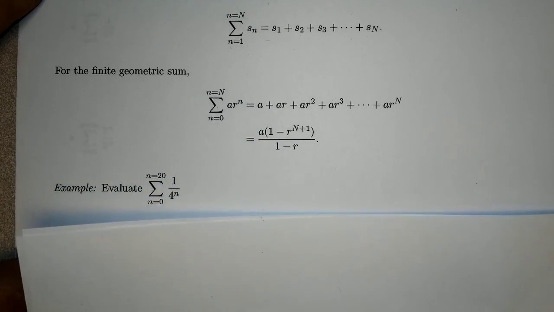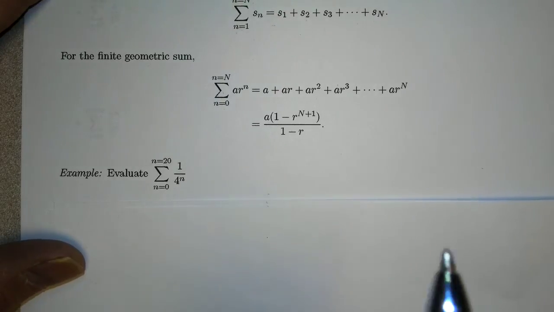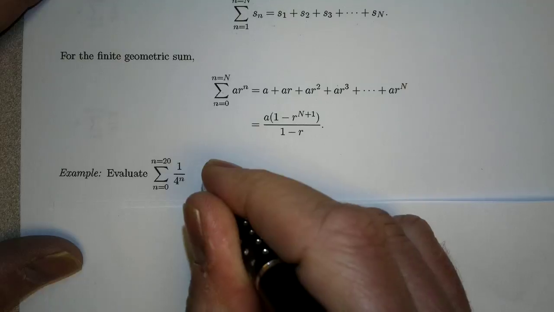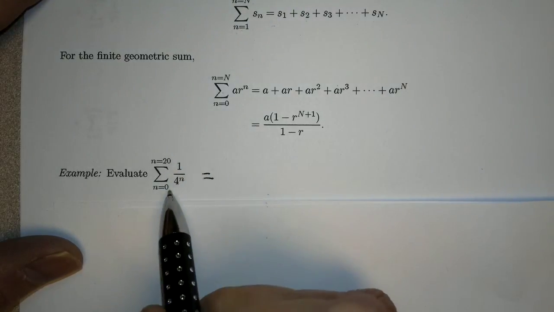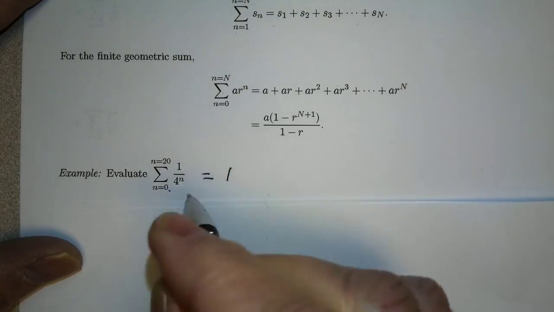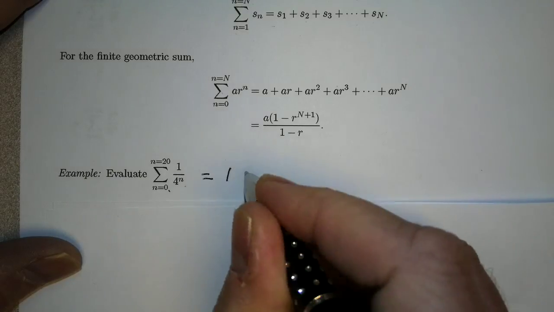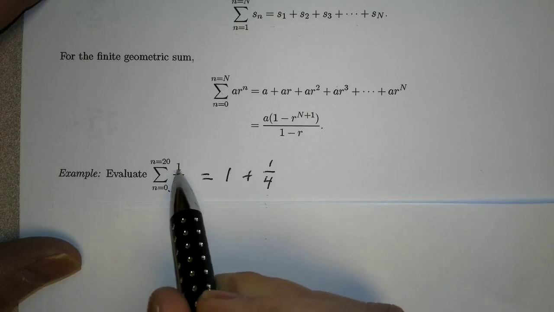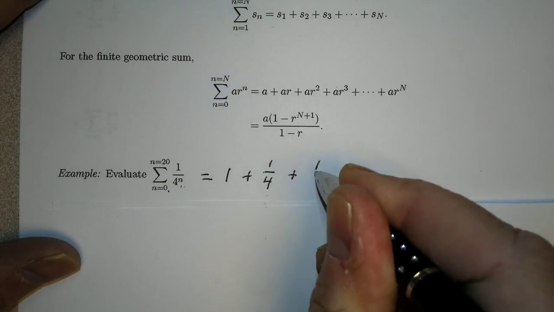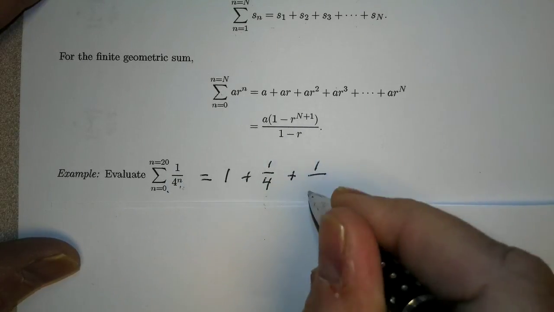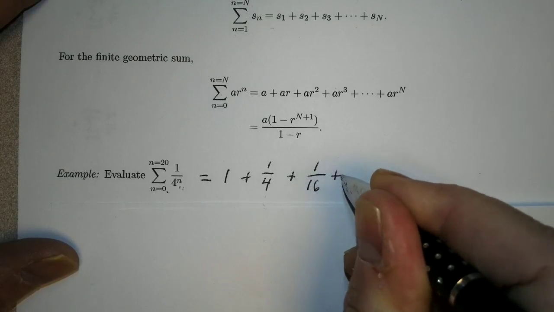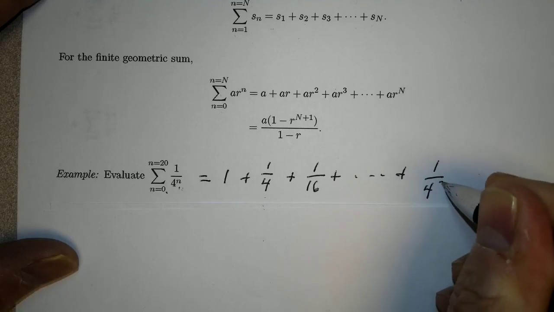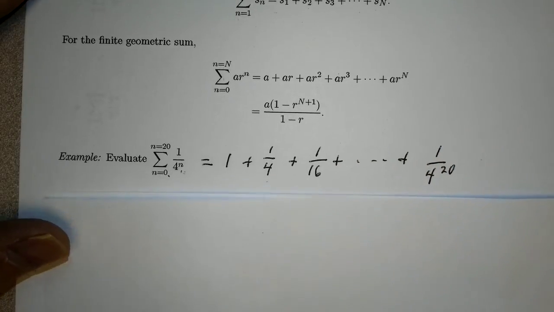So for example, the sum from n equals 0 to n equals 20. This would be pretty hard to add by hand, but if we write this down, if n is 0, we'd get 1. 1/4 to the 0 is 1, plus 1/4. If n is 1, we get 1/4. If n is 2, we get 1 over 4 squared, which is 16, up through 1 over 4 to the 20th, whose value I'm not going to compute because it's going to be so small.